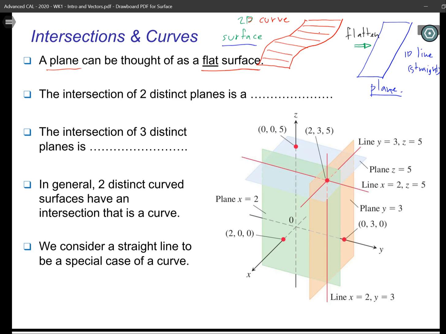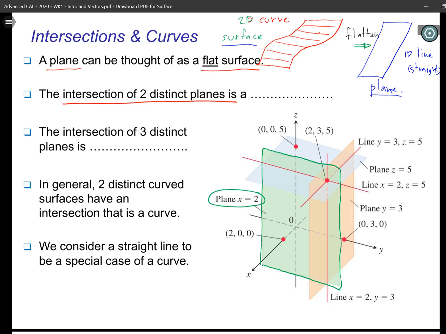Okay, now at this point, you know what a plane is, so let's find out what happens when we intersect two planes together. So let's take a look at the illustration down here. The first one, we are going to consider this green plane. And this plane corresponds to x equal to 2.